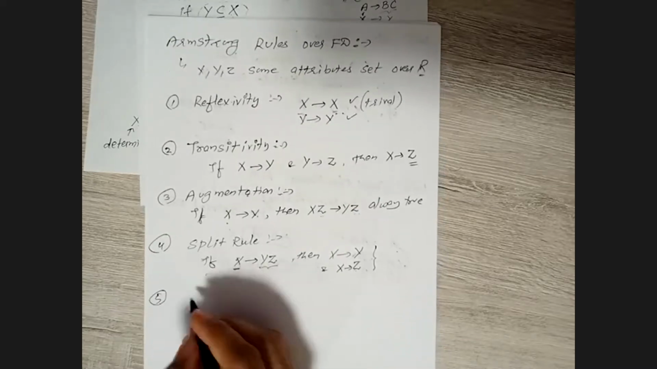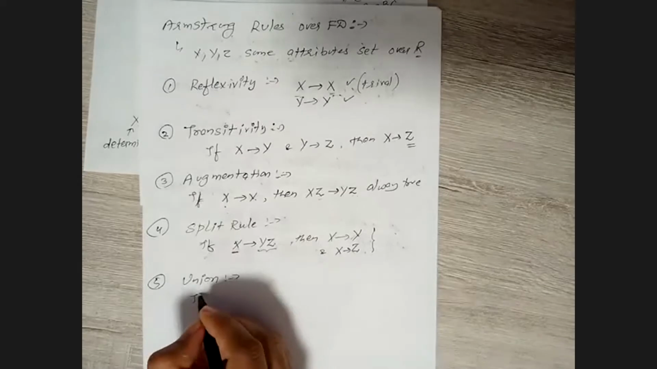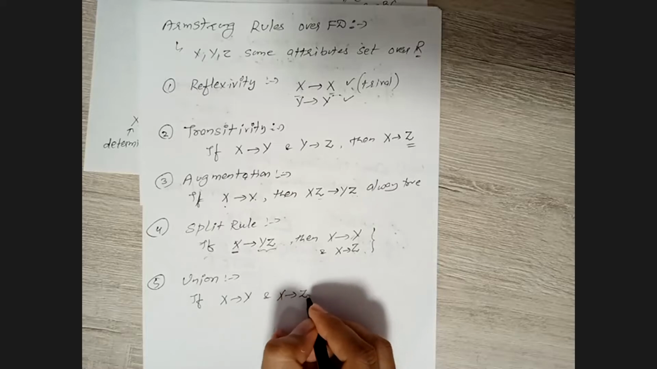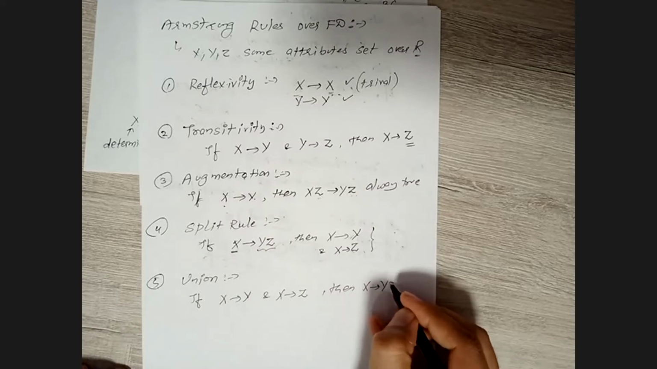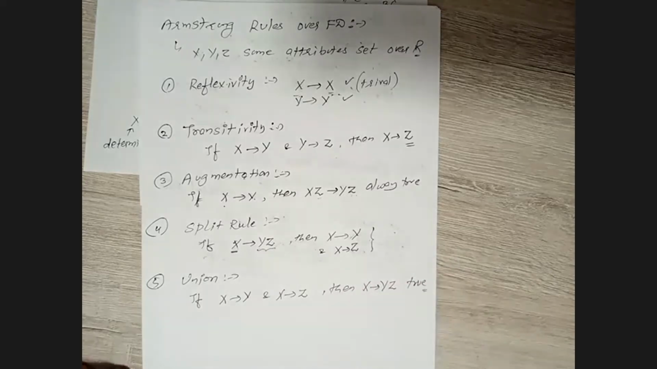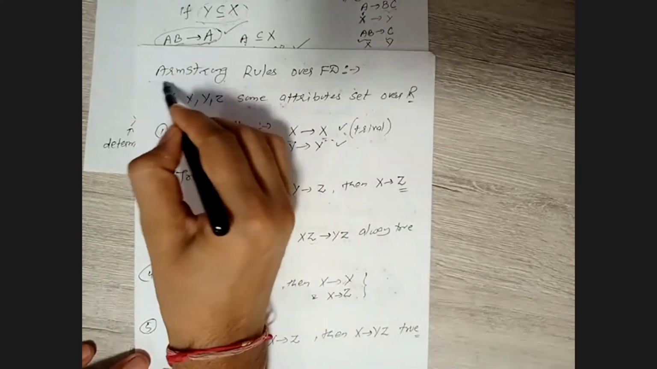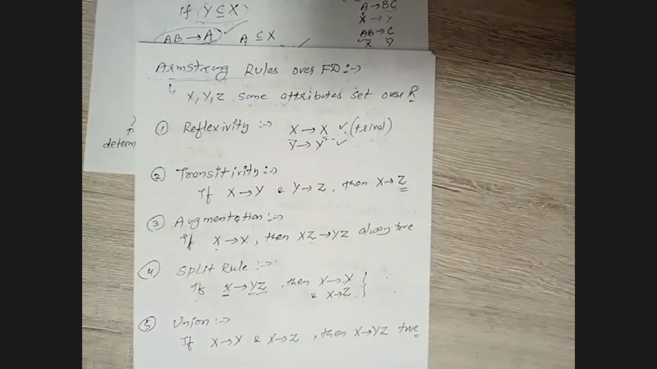And the last one is union. What union says: if X determines Y and X determines Z, just the opposite of the split rule, then we can say that X determines YZ holds true always. Kind of an obvious thing, right? Most of these we are already familiar with, other than the split rule and augmentation, I guess. These are the axiom rules which we used to study as part of database. What's the use, we'll see in the upcoming topics.